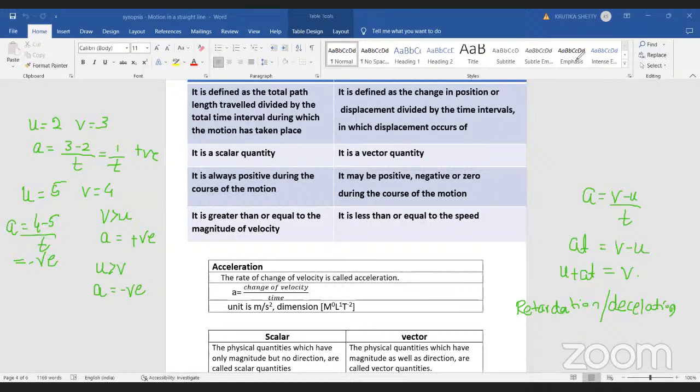So to confuse you, what they will ask is what is the unit of the retardation. Whether retardation or acceleration, the unit and the change will not differ. The unit will be meter per second square. Only the thing is that your answer will be plus or minus. Other than that, be it dimensions or unit, both will be the same. So the unit is meter per second square, and the dimension is m raised to 0, l raised to 1, t raised to minus 2.